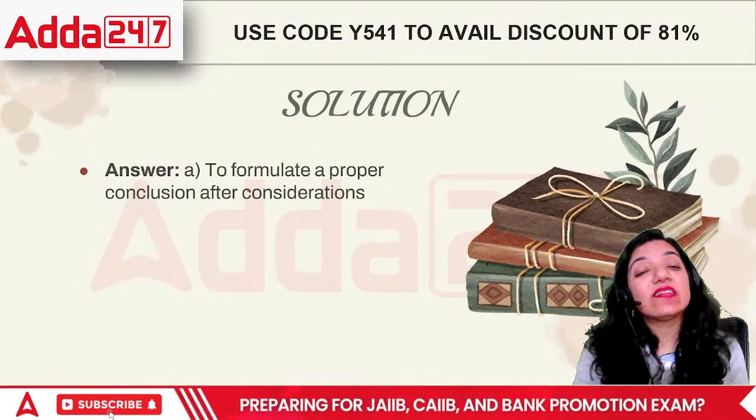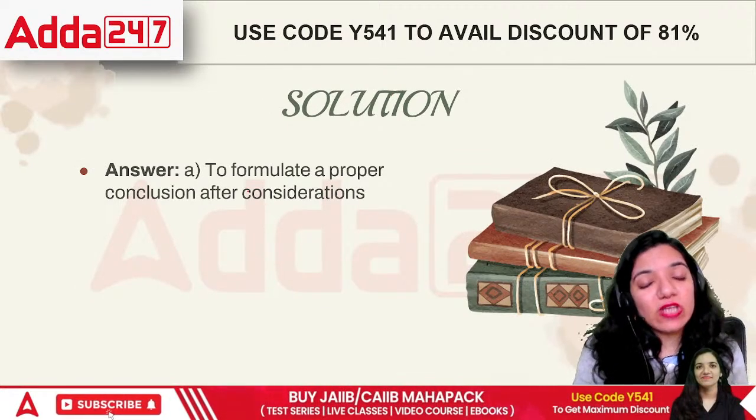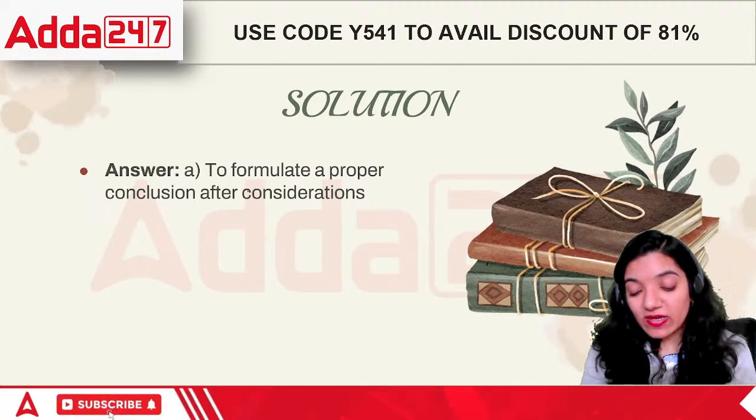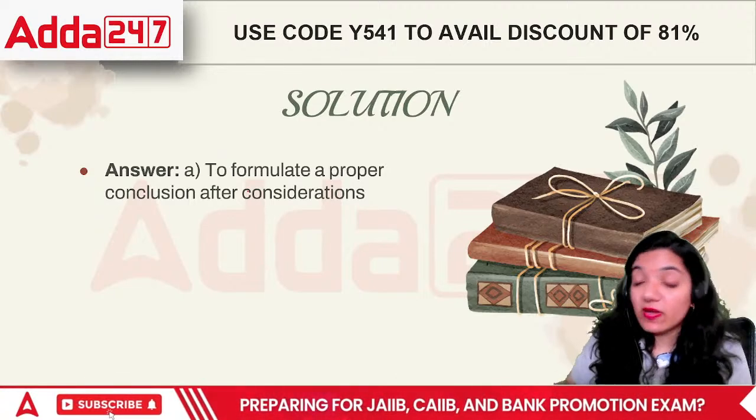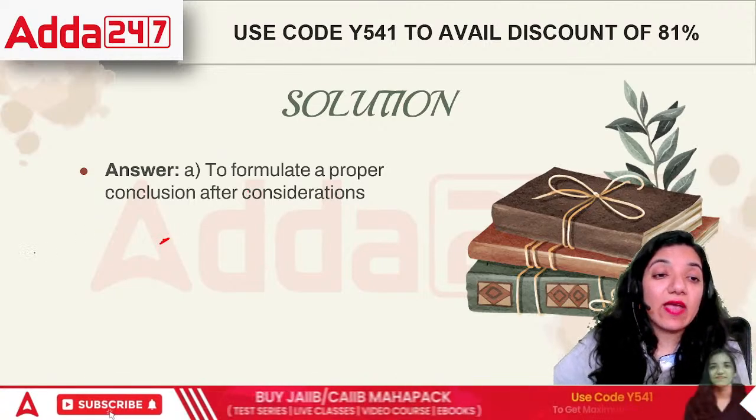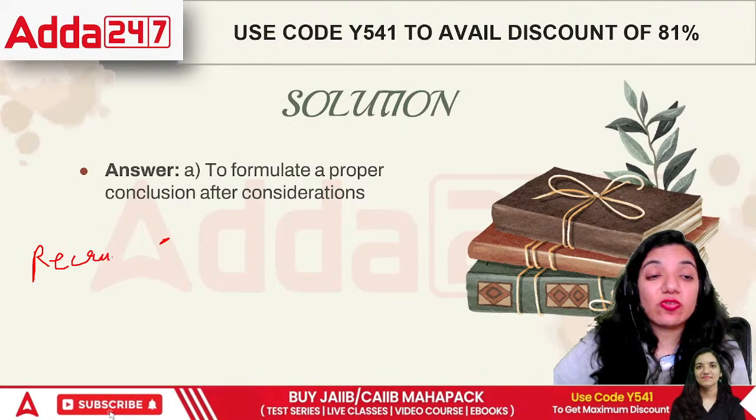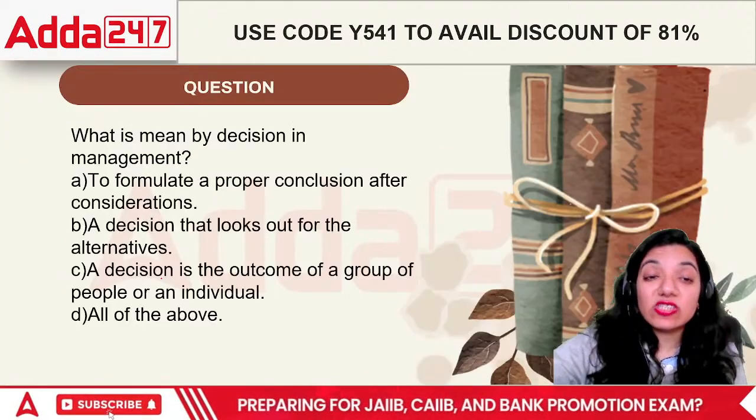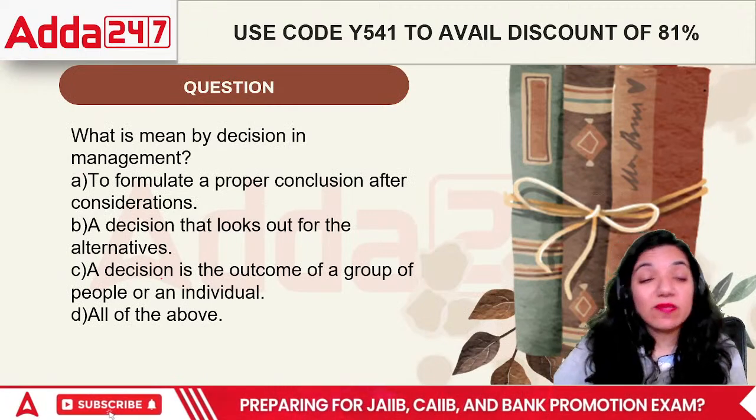So, in this case, the first question, the answer is A, to formulate a proper conclusion after consideration. We are trying to conclude things. We are trying to end up. For example, if I say I would like to recruit more people, so I would give a specific reasoning to it and I'll get done with it. Right? This is what the decision making means.